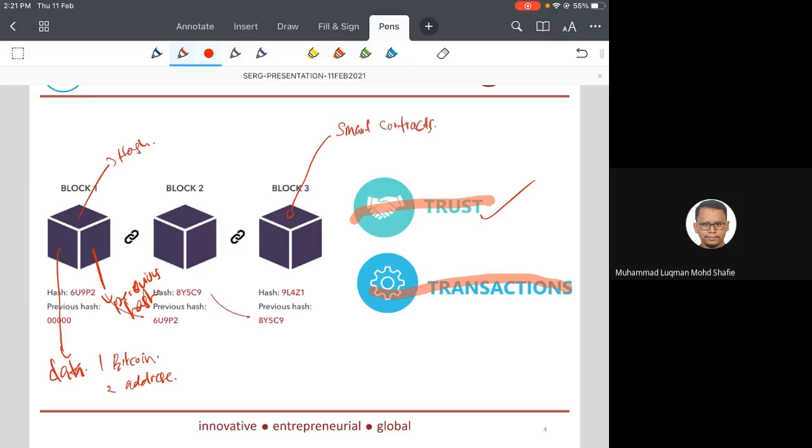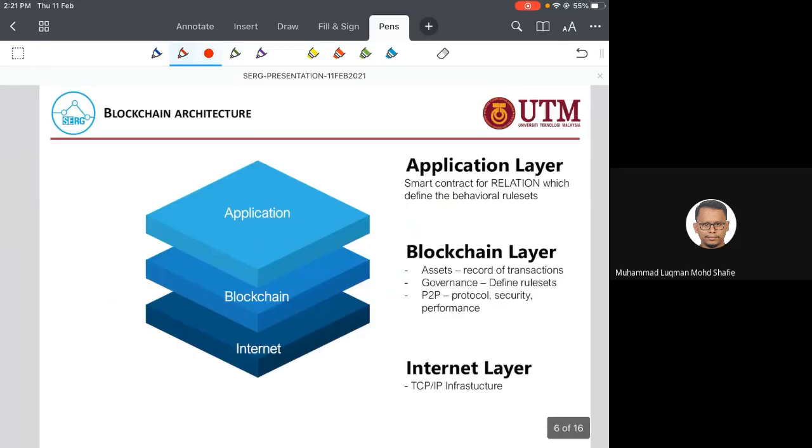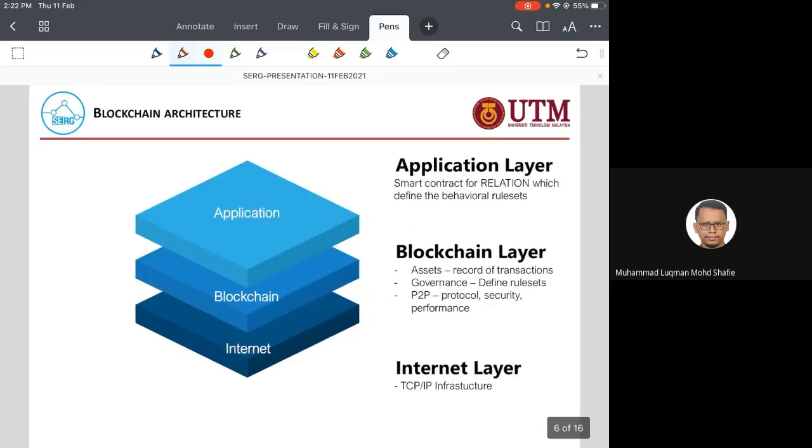Okay, a smart contract is actually a piece of code. Meaning that you have a contract, and you need to code that contract and put it inside the block. Inside the block, instead of only having a hash, previous hash or data, you have another one. We call it a smart contract. Okay, this is the overview of the blockchain concept and so on.